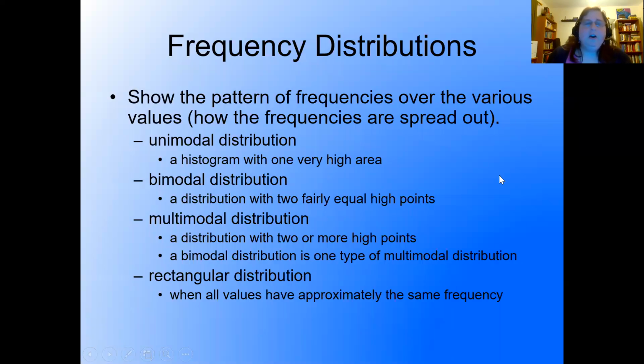Okay, so now that we have a sense for how to make a frequency table and how to make a histogram, we can talk a little bit more about frequency distributions. As we talk about these different distributions, I want you to imagine the histogram and how it would actually look. A frequency distribution shows the pattern of frequencies over the various values, or how the frequencies are spread out. So a unimodal distribution has a histogram with one very high area.